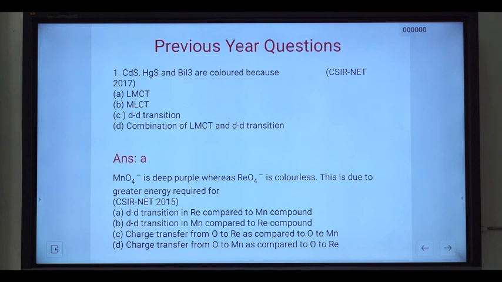The next question is: manganate ion, MnO4 negative, is deep purple in color, whereas ReO4 negative is colorless, and this is due to the greater energy required for. Here the options include d-d transition, which is a big cross, because in case of permanganate ion and ReO4 negative, d-d transitions are not present. So options A and B are both ruled out. So the option will be either C or D. Then we will decide whether option C or option D is correct.